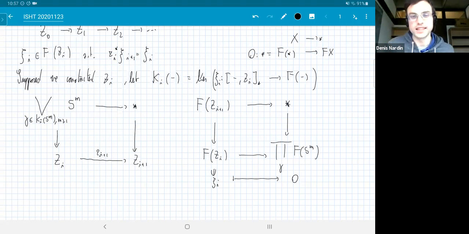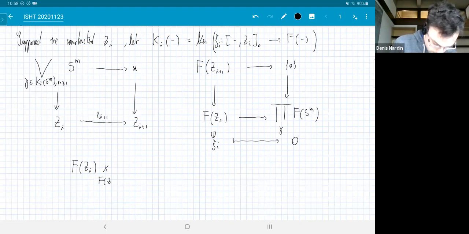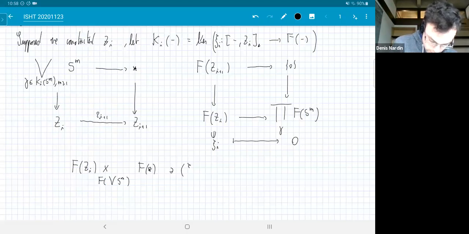Sorry, I should have noted it before. But of course, this has a canonical base point here, which is the image of f of the point. But be that as it may, psi zero goes there, gets sent to zero here. So I have f of z_i times f of this wedge of spheres times f of the point. This guy contains a class which is xi_i zero.